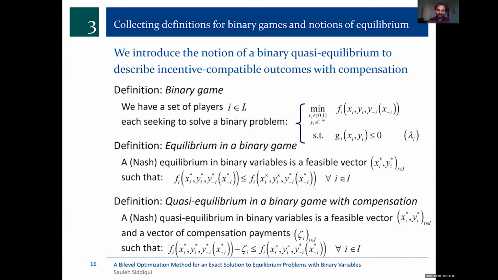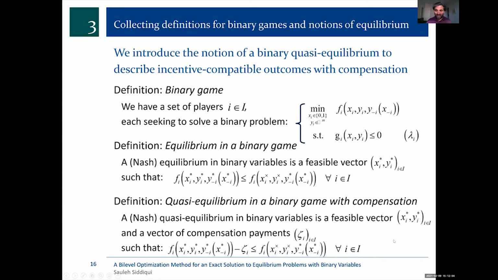So the key here is, how do we come up with an equilibrium where this particular compensation payment over here is minimal? So we want to pay the minimal amount to make sure that the equilibrium holds. And that's going to be the goal of our work. How do we figure out the minimal amount of payment to keep people where they are in equilibrium?